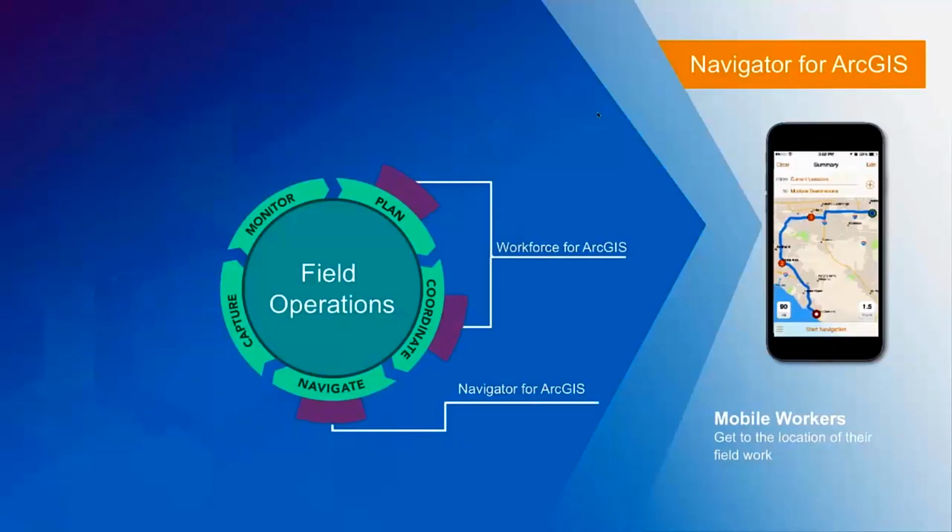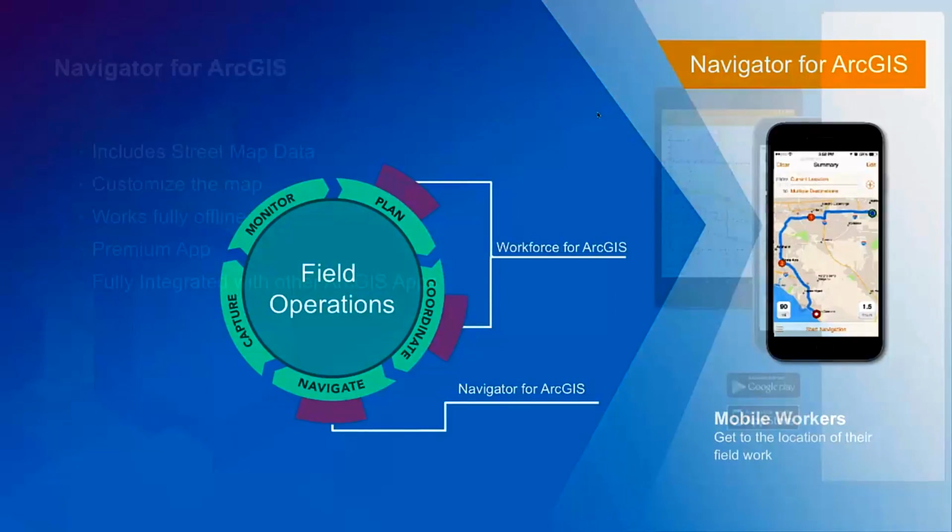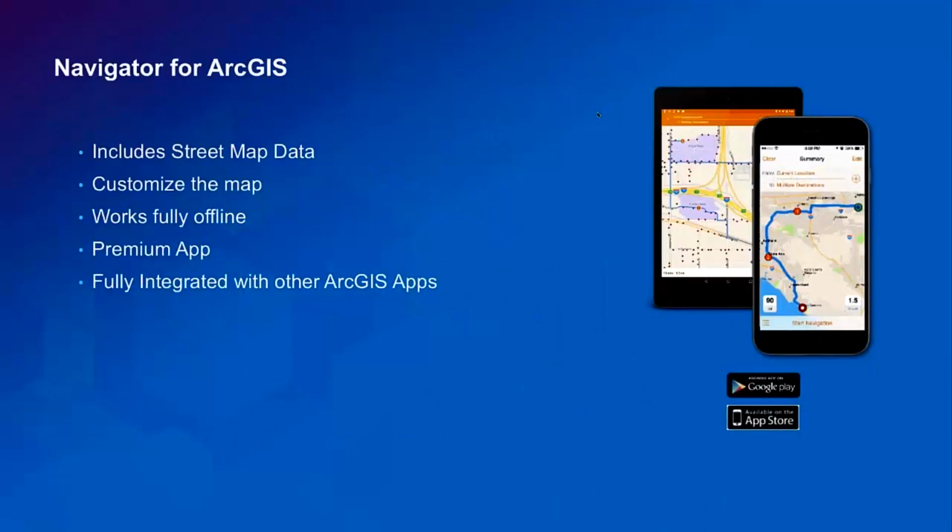All right, so moving to the next application, it's really focused on that need to get to the location of the work you need to do. And that's accomplished using the product called Navigator for ArcGIS. Navigator for ArcGIS is a pretty exciting application. We introduced it this year as well. And John's going to show you a little bit about what they've been doing with it later.